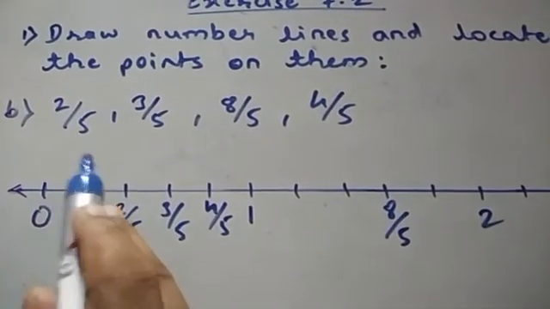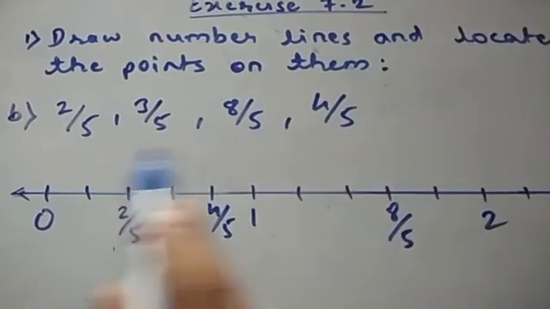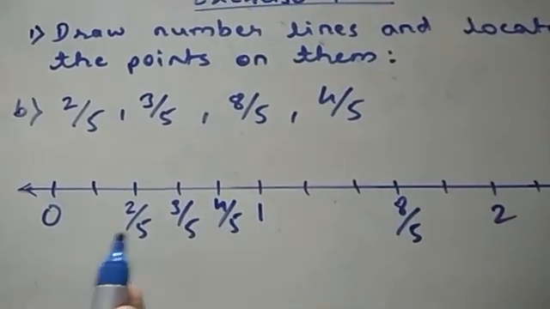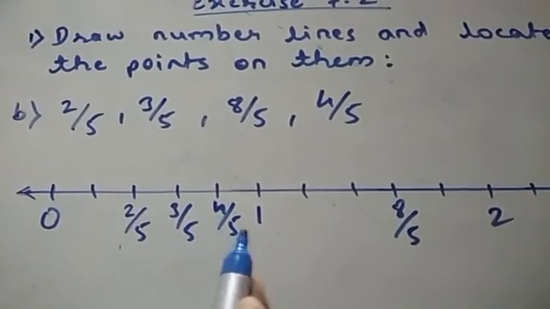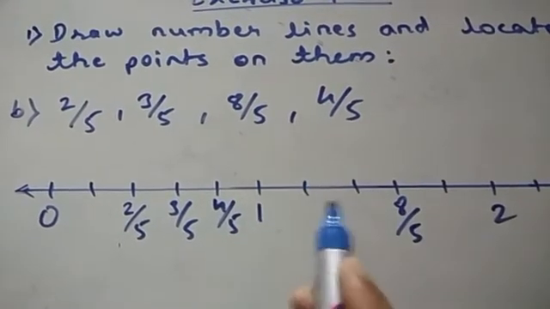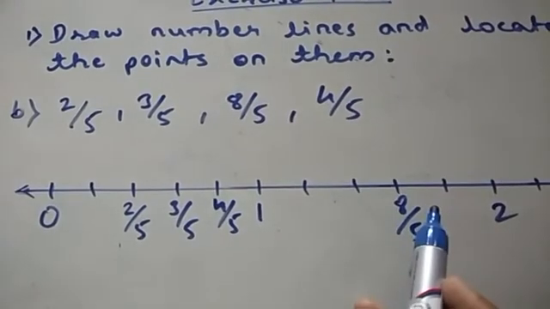2 upon 5, 3 upon 5, 8 upon 5 and 4 upon 5. Here everywhere the denominator is 5. So from 0 to 1 divide into 5 equal parts. 1 upon 5, 2 upon 5, 3 upon 5, 4 upon 5. But here one number we have is 8 upon 5 also. So for that, from 1 to 2 again we have to divide into 5 equal parts. So how can these numbers be represented?